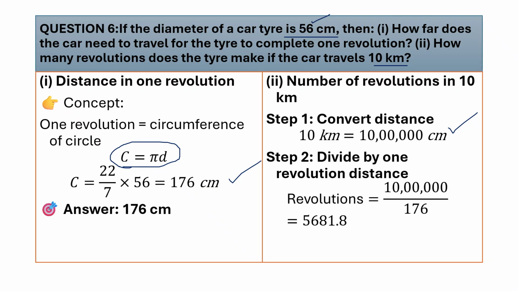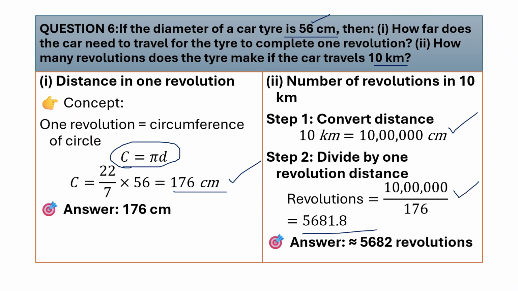Now divide by one revolution distance, that is the number will be divided by which you have calculated, the circumference 176 centimeter. So once you divide it, you will get 5681.8 revolutions. So hope this is clear. You need to keep in mind children that how you are dividing and calculating. So request that you also practice how to do the divisions whenever the larger numbers are there.